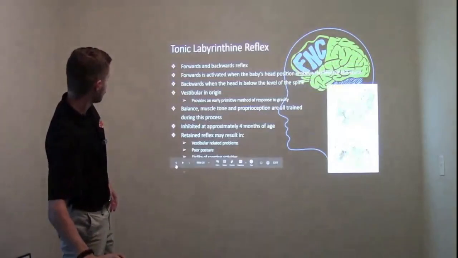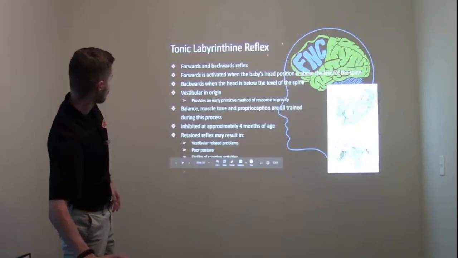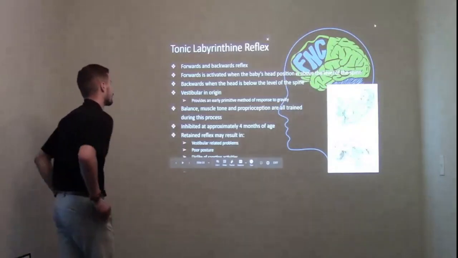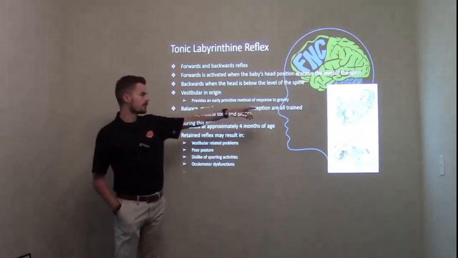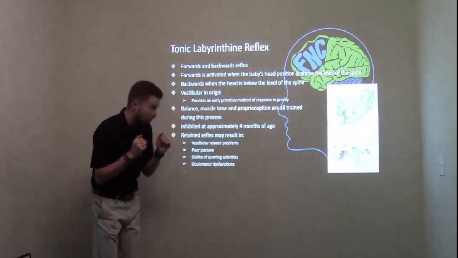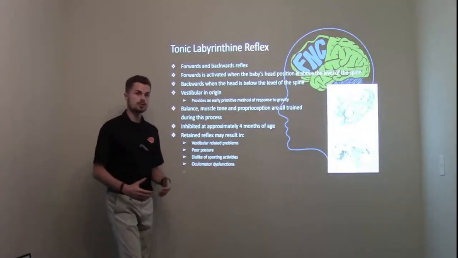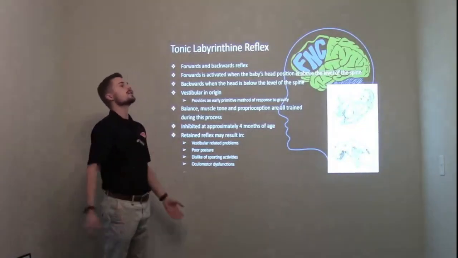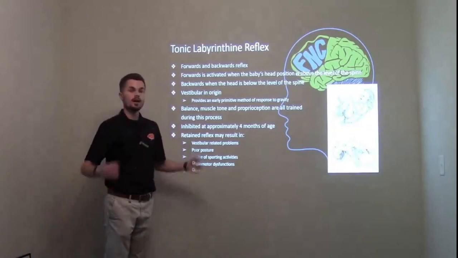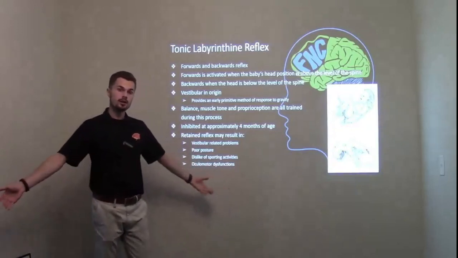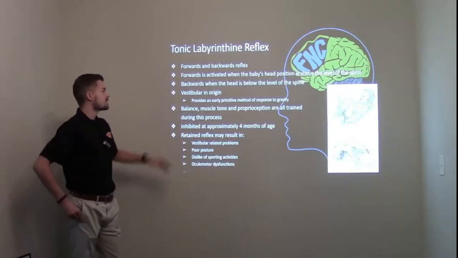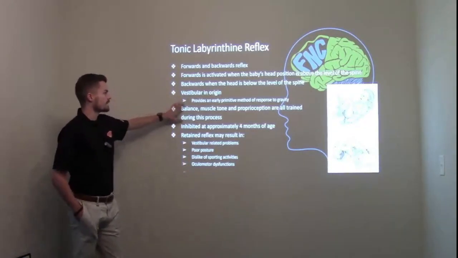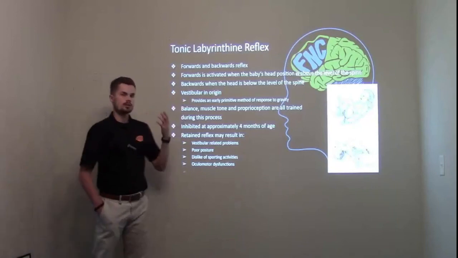So then let's talk about the tonic labyrinthine reflex. So we have the forwards and the backwards reflex. So you can see here in the picture, flexion of the head causes flexion of the knees and arms closer to your body. Extension of the head causes extension of the arms and legs.